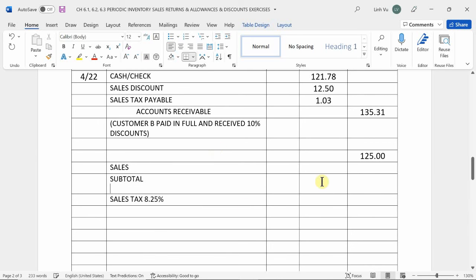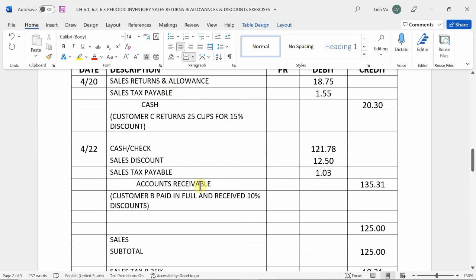So the subtotal is going to be 125. Then you're going to have your tax. Your tax is going to be $10.31. So then that's going to give you your total amount to be 135.31.